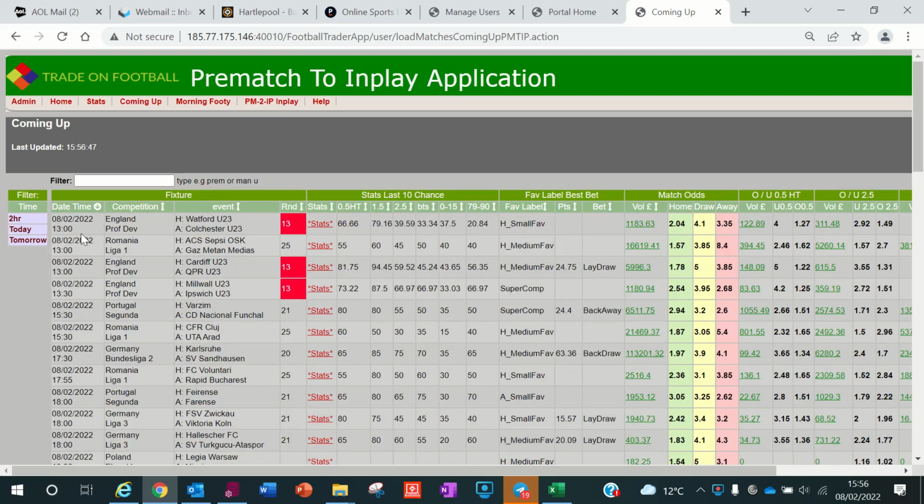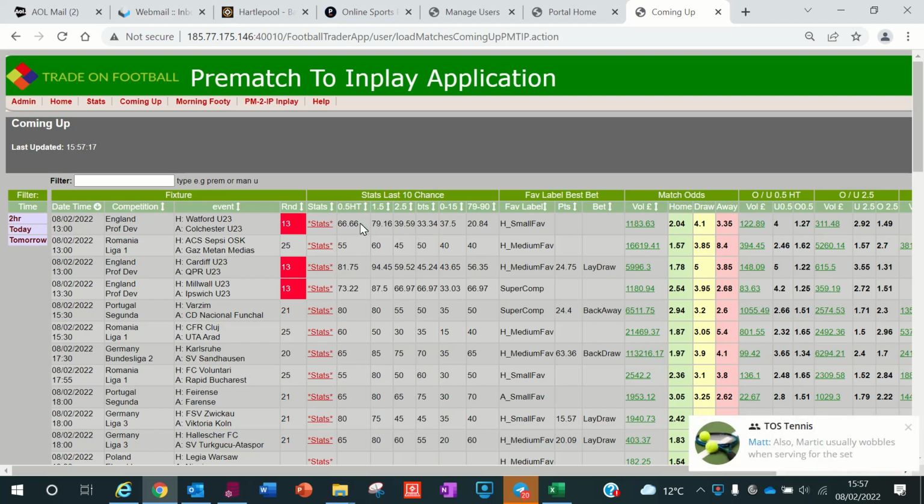If we filter this here by time, we can see it's the 8th of February now, 3:57. These games have already kicked off. Here you've got the English Development League, Watford against Colchester. Basically the stats here indicate how the teams have done in their last 10 matches.